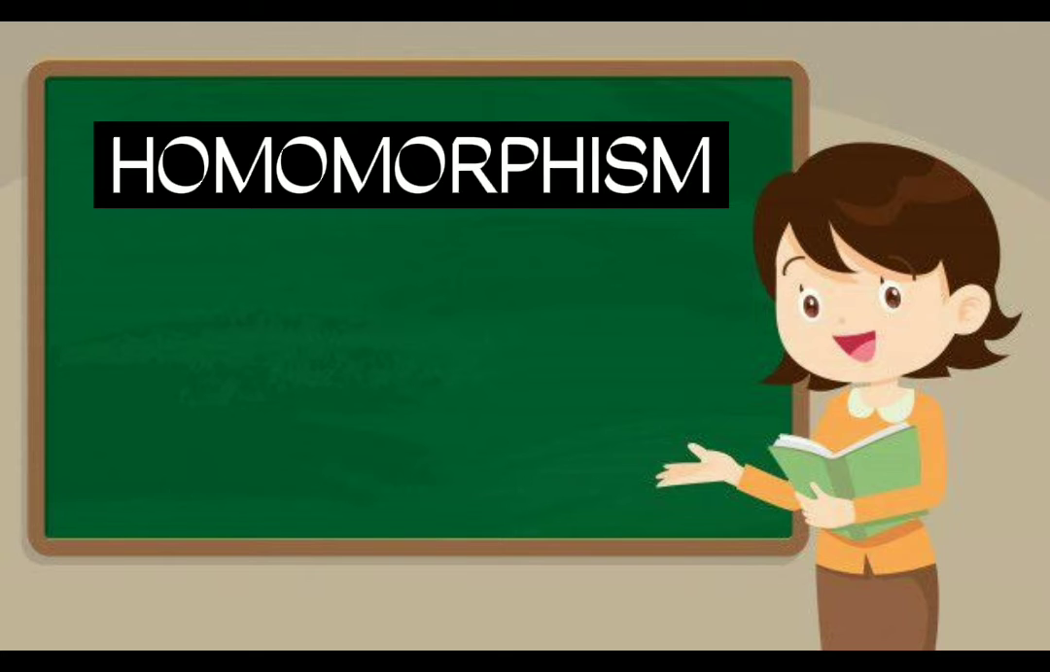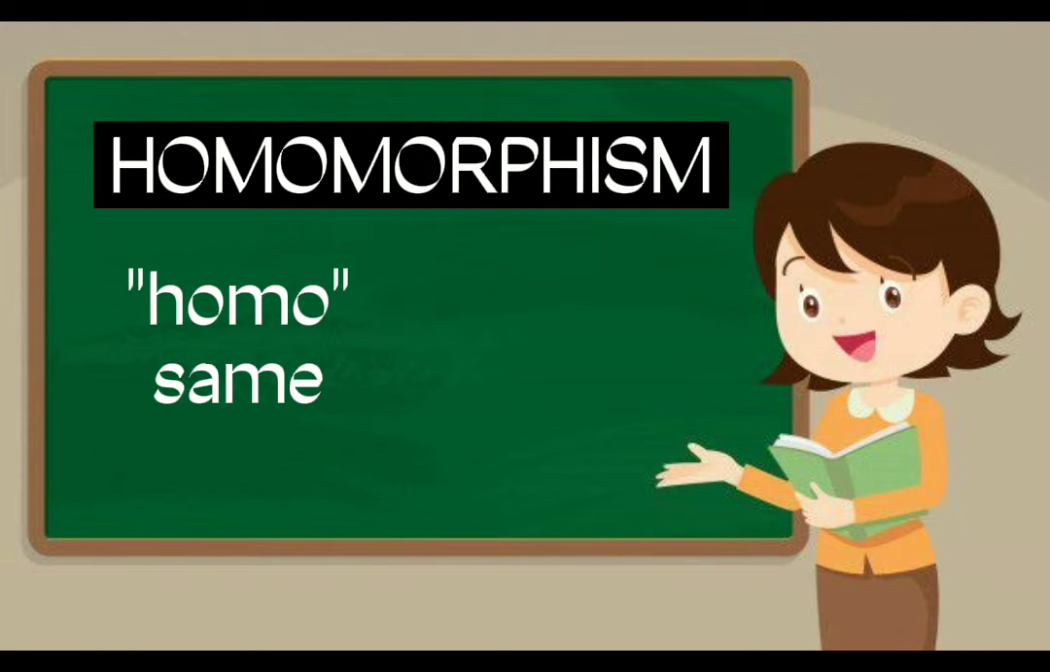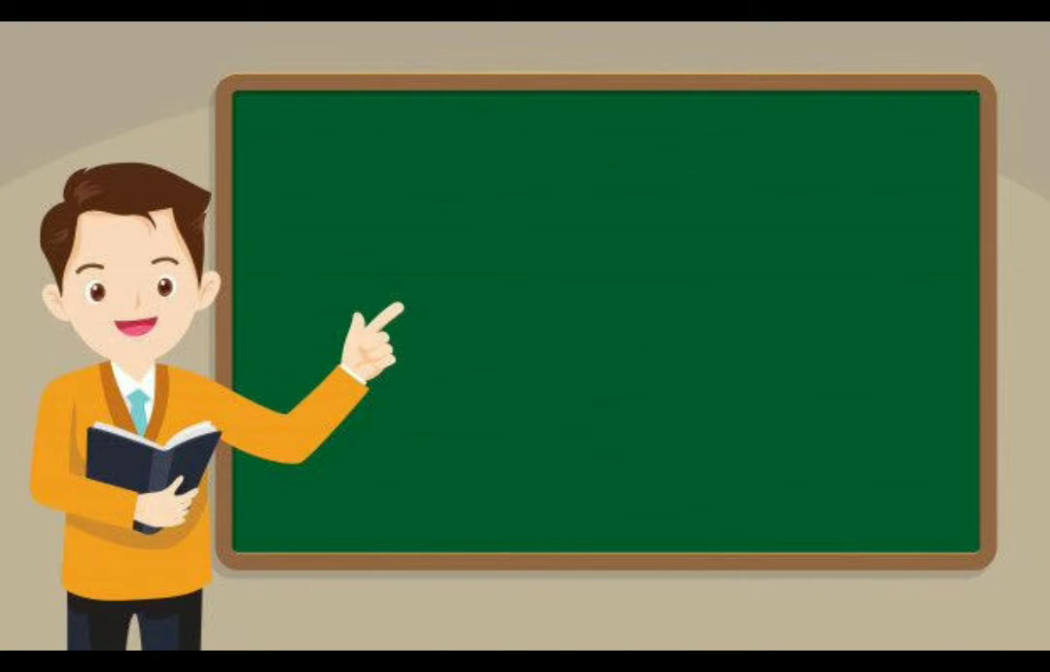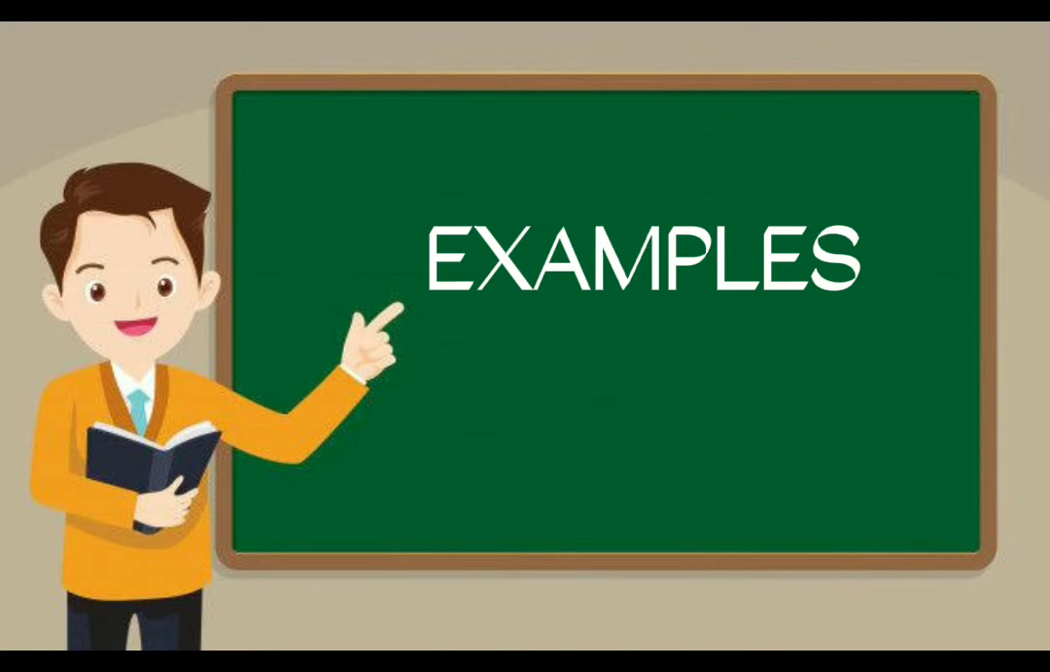Take a closer look at the word homomorphism. It's a combination of homo, which means same, and morph, which means shape. But don't be misled by this name. If two groups are homomorphic, it doesn't mean they're the same. It just means they're similar. And that is for the definition of homomorphism.